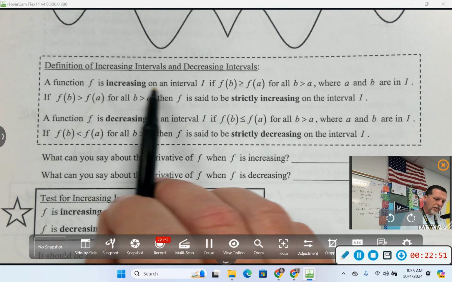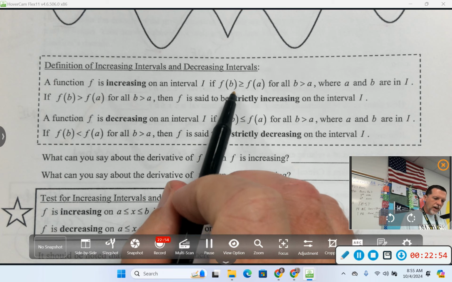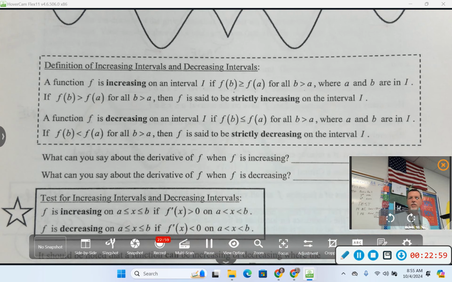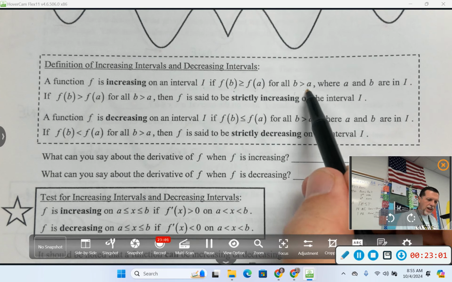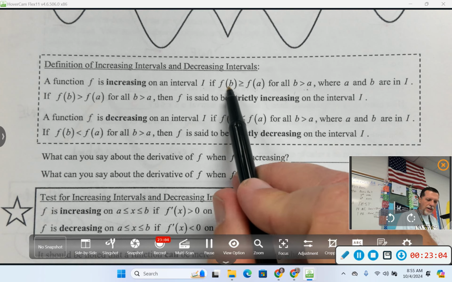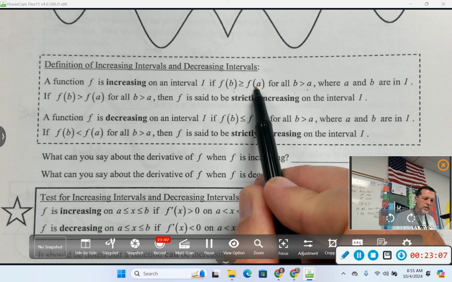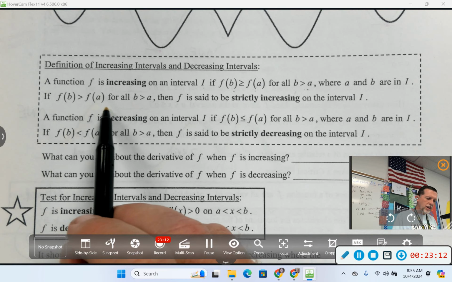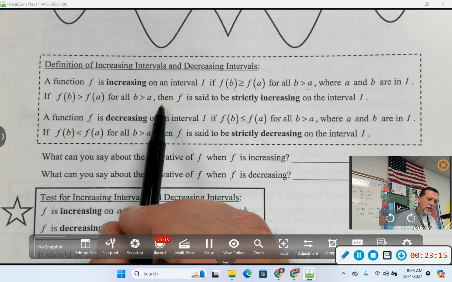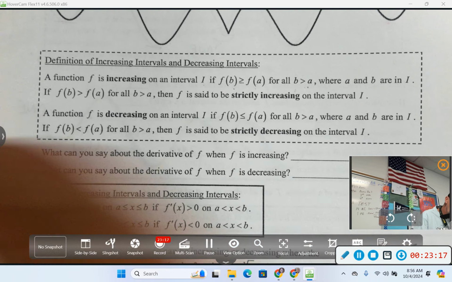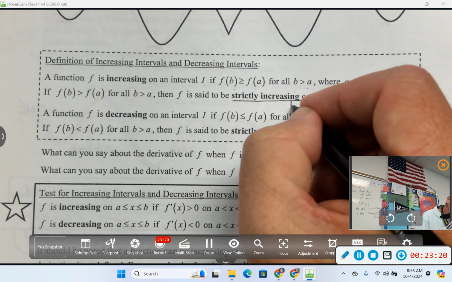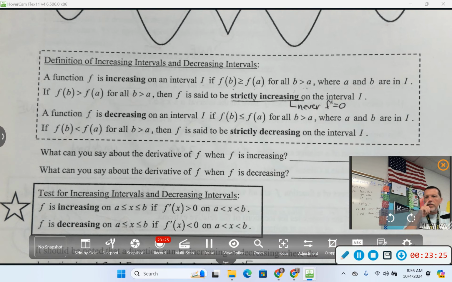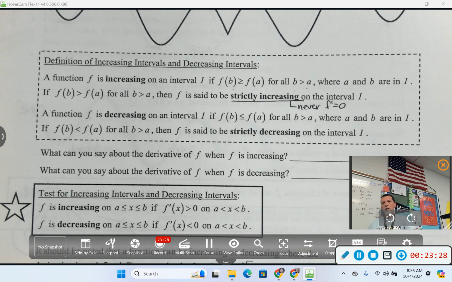A function f is increasing on an interval if f of b is greater than f of a, for b greater than a. So that means as I'm moving to the right, if b is bigger than a, then the y value is getting bigger as well, where a and b are on the interval. If f of b is greater than f of a for all b greater than a, this is a lot of words here, strictly increasing means it never levels off. There's never a spot where the derivative is zero. It's always increasing.